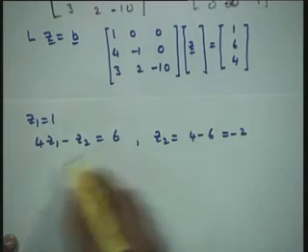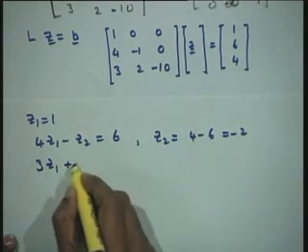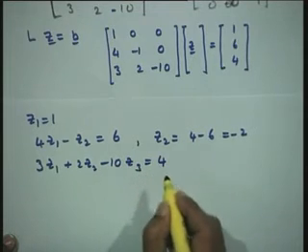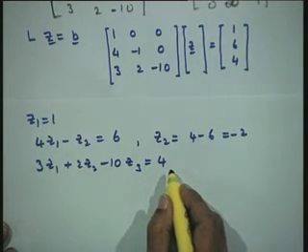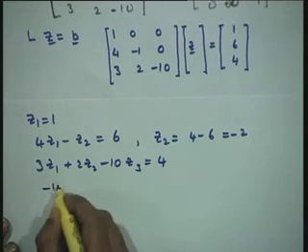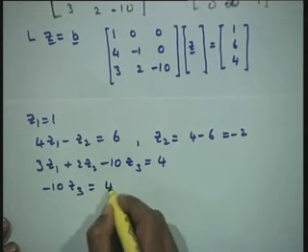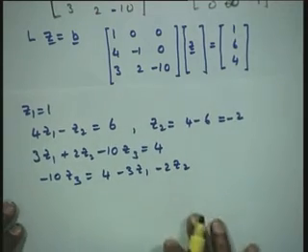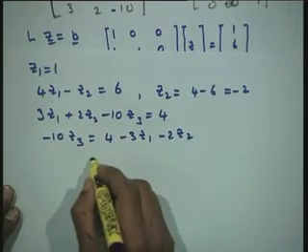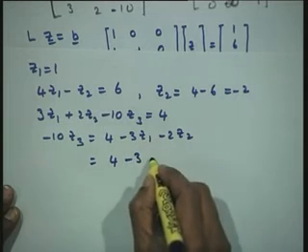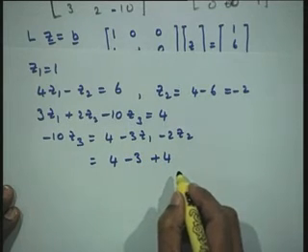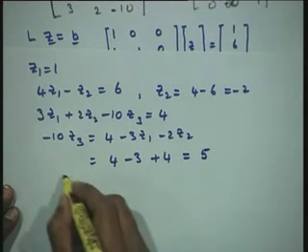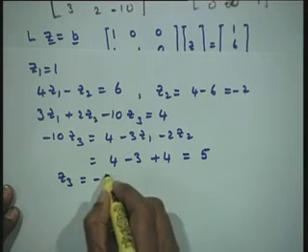Then the third row gives you 3 Z1 plus 2 times Z2 minus 10 times Z3 is equal to 4, and I will have minus 10 Z3 is 4 minus 3 Z1 minus 2 Z2. So, that is 4 minus 3 plus 4, that is equal to 5. Therefore, Z3 is equal to minus half.